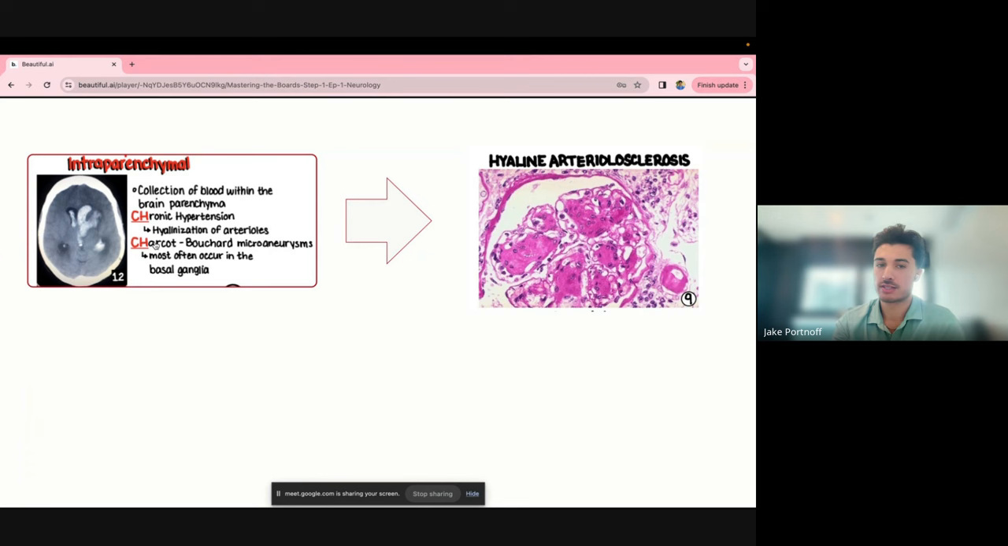This is also seen in diabetes mellitus. We can contrast that to our onion skinning, right? Our hyperplastic arteriolosclerosis, that's in malignant hypertension, where you get that onion skinning concentric fibrosis, okay?